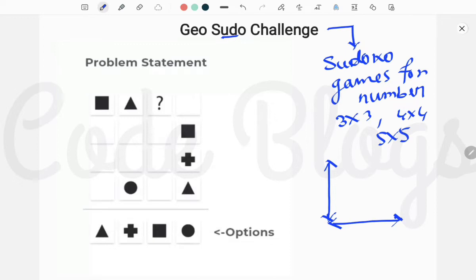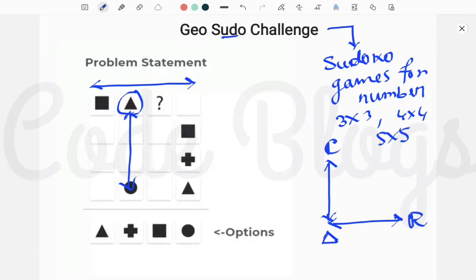Okay, now comes to the problem statement. Okay, if here this is a triangle, so in this row you cannot put any other triangle, and in this column you cannot put any other triangle. That means column and row. If you put a triangle here, that means in that perpendicular column and the parallel row, you cannot put that symbol. This is simple and easy, just like other Sudoku games.